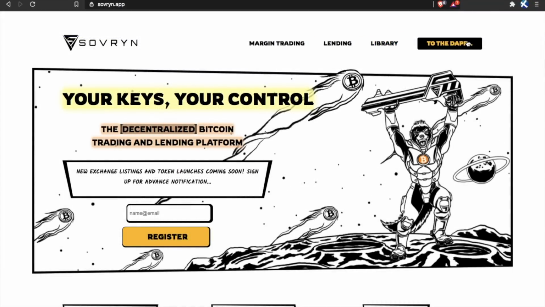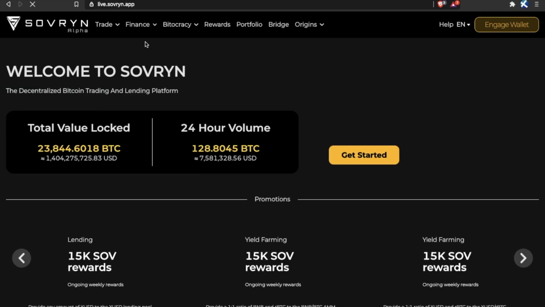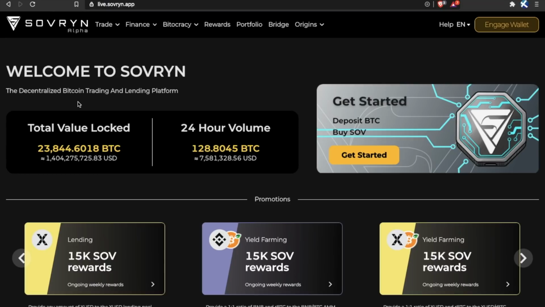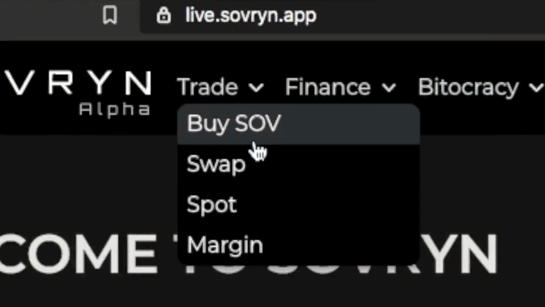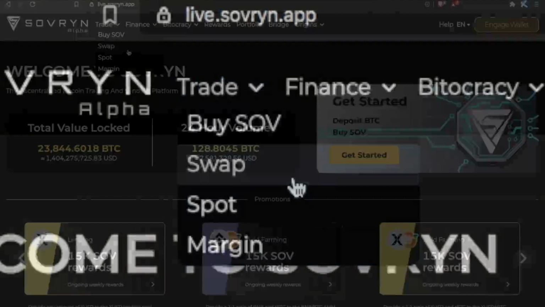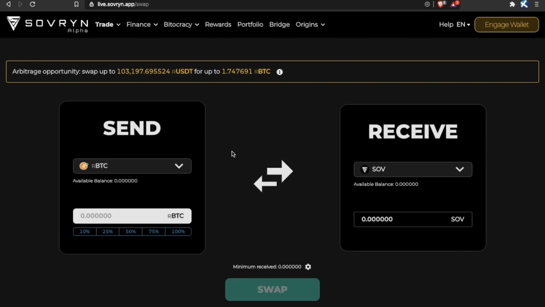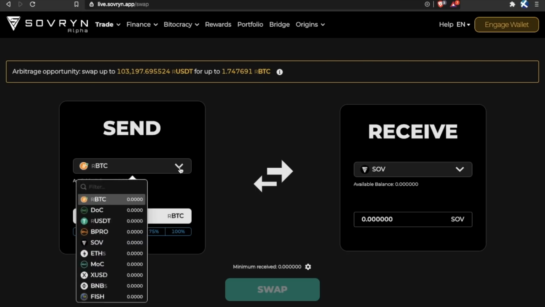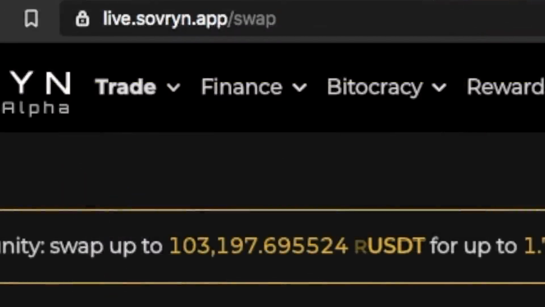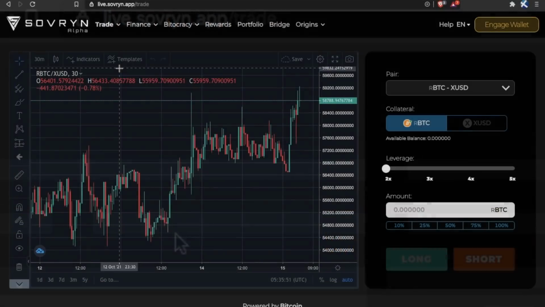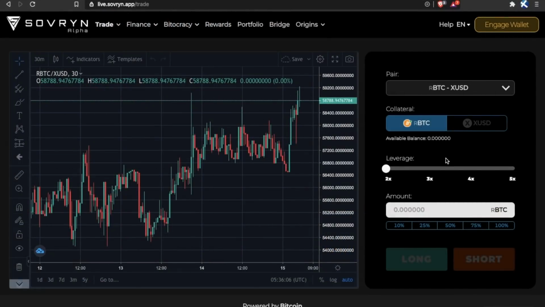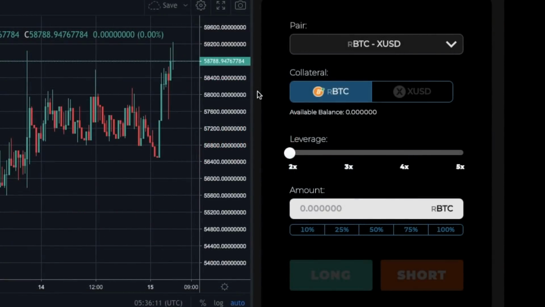And finally, let's have a look at the dApp. As you can see, we are at live.sovryn.app, and this is where you go for your decentralized Bitcoin trading and Bitcoin lending platform. So looking at some of our options, we can buy, swap, spot, margin. Let's just check out swap. As you can see, very similar layout to Uniswap. They do essentially the same thing, only this, of course, on Bitcoin. We can keep going and check out the margin trading. As you can see, pretty simple. Definitely more functionality than Uniswap or PancakeSwap, etc. Pretty basic, but pretty simple to use.